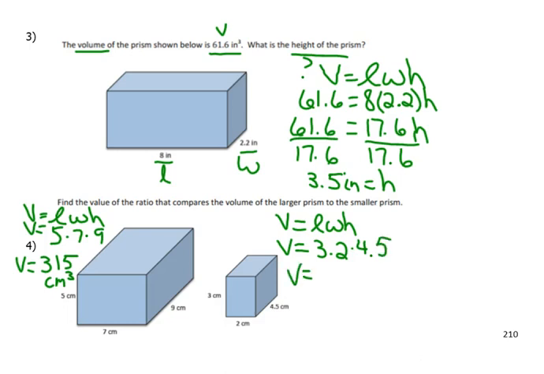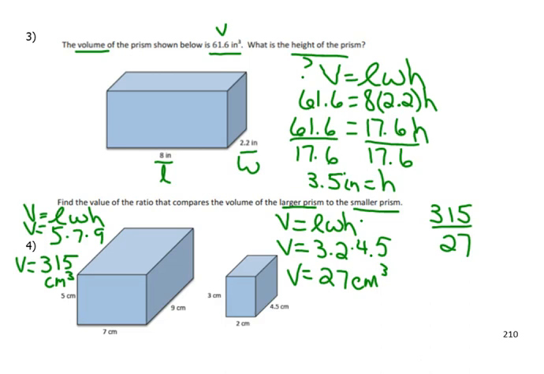Again, I'm using my calculator. This is considered showing your work when you show me your formula, your numbers, your answer, and your label. All right, so let's see. It says that compares the volume of the larger to the volume of the smaller. So we want larger on top, 315 over 27. So I'm going to see if that can reduce.